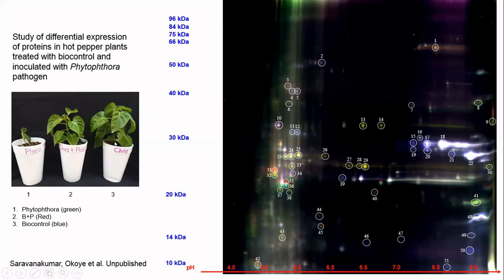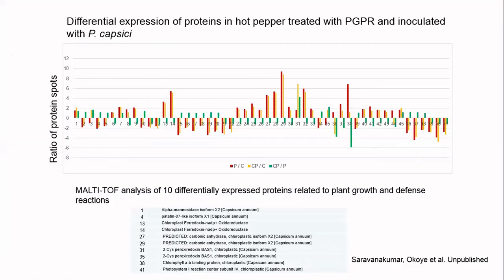When we sampled the extracts and did this analysis in this differential gel expression, we found that about 51 spots were differentially expressed, and of these 51 spots several were upregulated and several downregulated. We picked up 10 interesting spots based on their upregulation as well as downregulation, to see what's happening there.